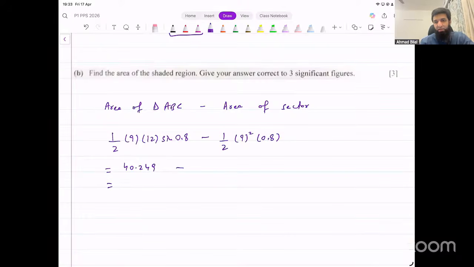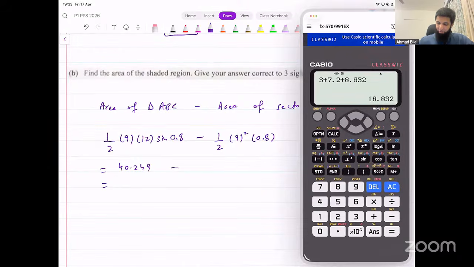Okay, that's the first one. And the second one? Okay, what I'll do is I'll do the calculations myself as well, so we can confirm that then.